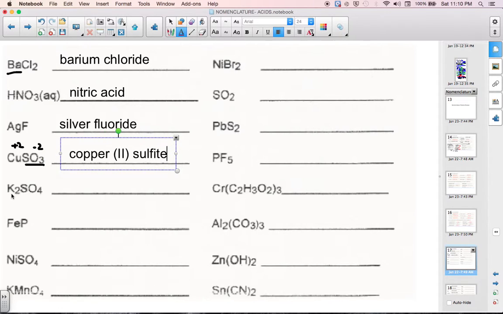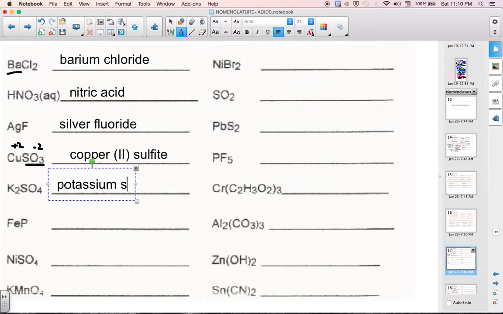Next one is K2SO4. If I look at the periodic table, K is in the first group, no Roman numeral, so I can name this quickly. I know K is potassium and the SO4 is sulfate. So that's the name for this compound.